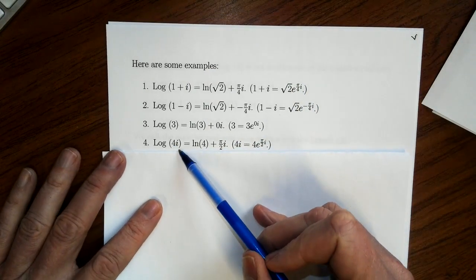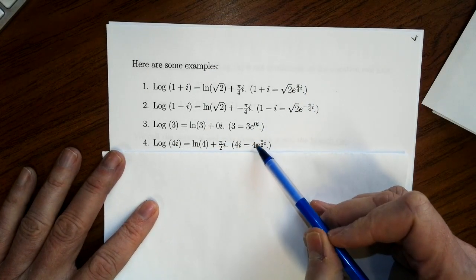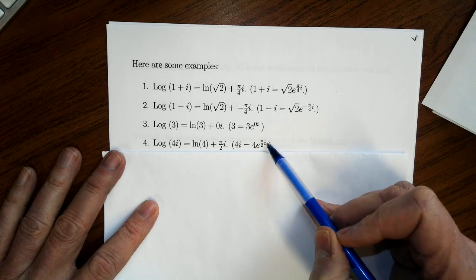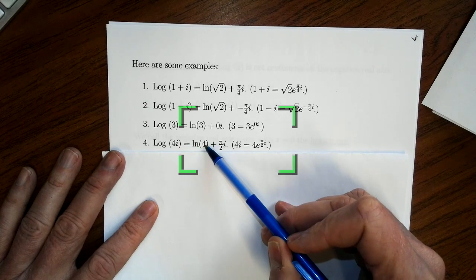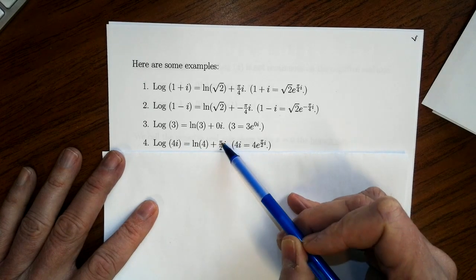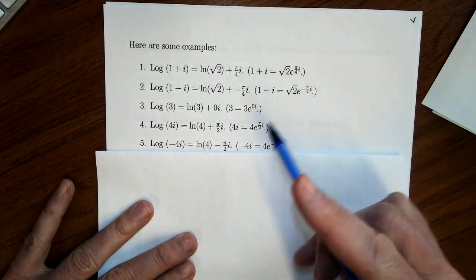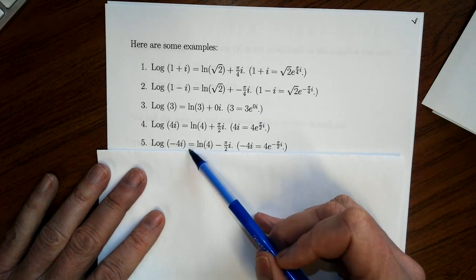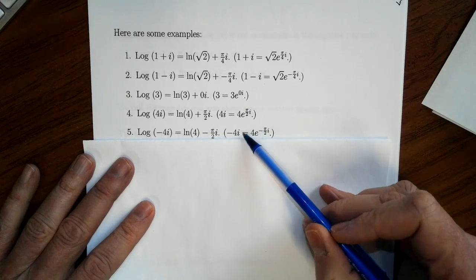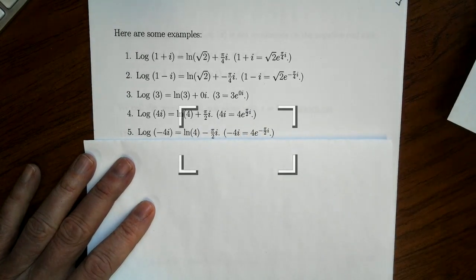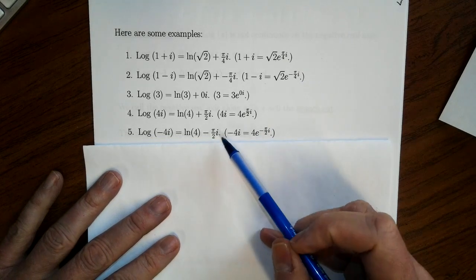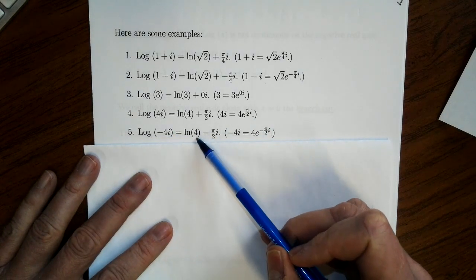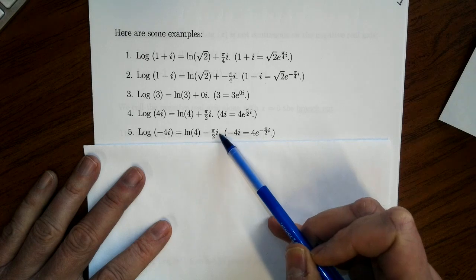The log of 4i. Previously, we showed that 4i could be written this way, where pi over 2 is the principal argument. So the log of 4i is the natural log of 4 plus pi over 2 times i, where pi over 2 is the principal argument. The log of minus 4i. Previously, we showed that this is 4 times e to the minus pi over 2 i, where minus pi over 2 was the principal argument. So that means that log of negative 4i is the natural log of 4 minus pi over 2 times i.